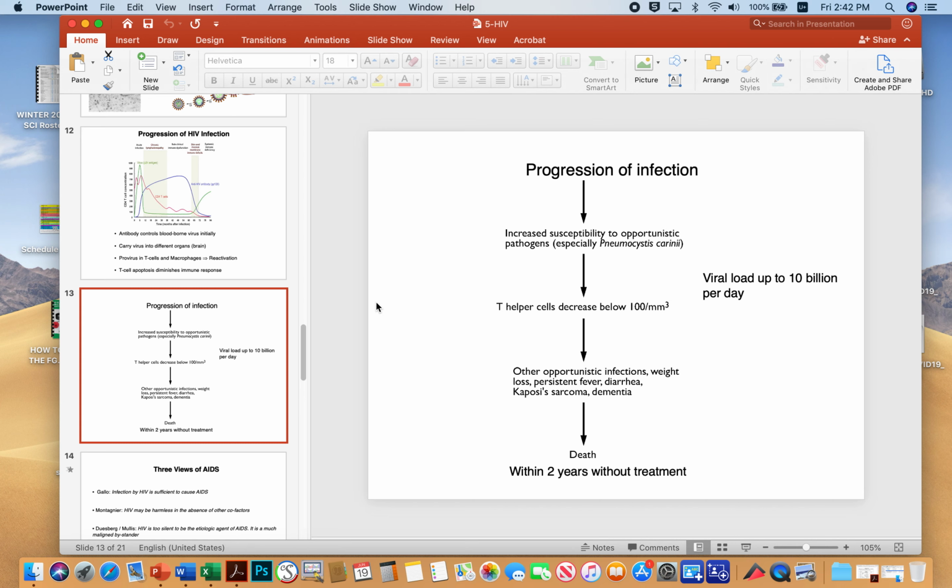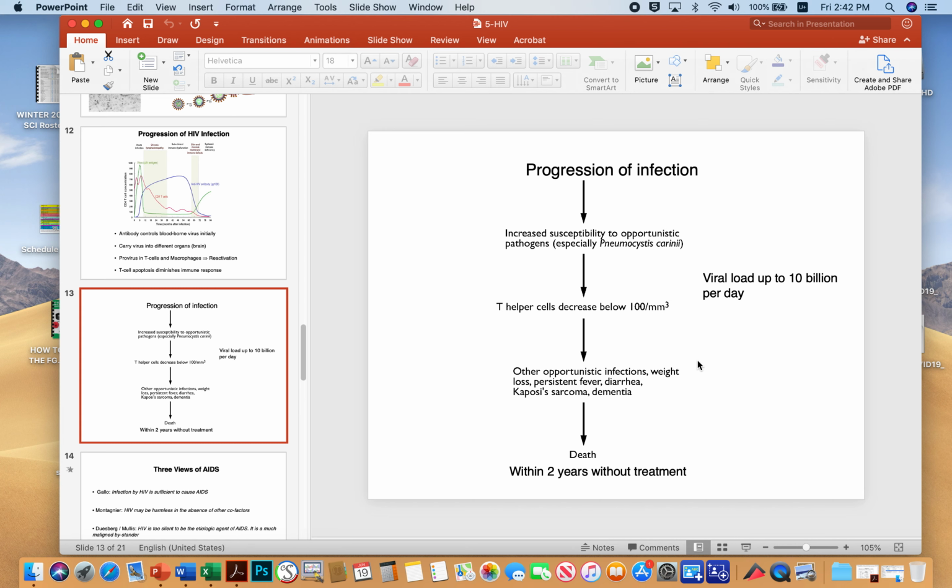The progression of infection is basically paraphrasing what I just showed you in the graph, but individuals have an increased susceptibility to opportunistic pathogens like pneumocystis pneumonia. The T helper cells decrease below 200 or 100 per cubic millimeter. I think the number was actually revised to 200, so it was revised upwards a little bit. But huge amounts of viral loads are produced, and then other opportunistic infections take place.